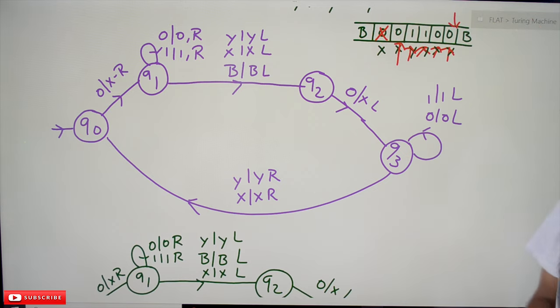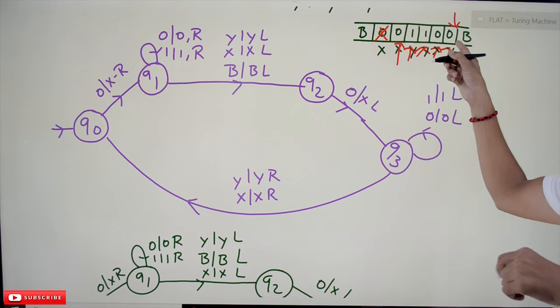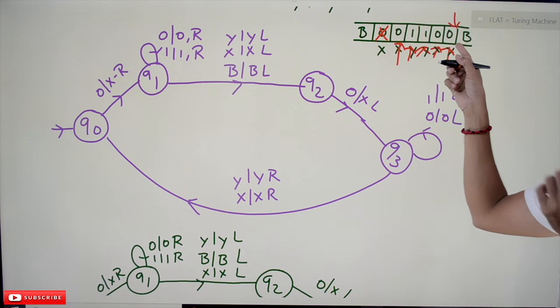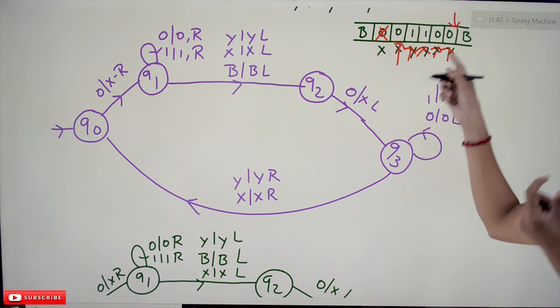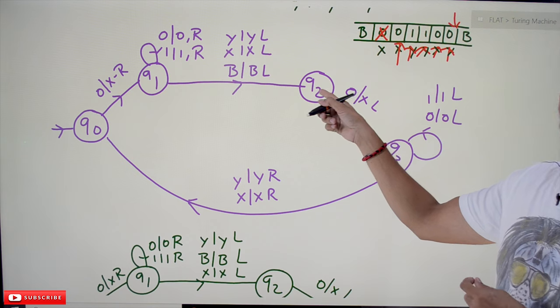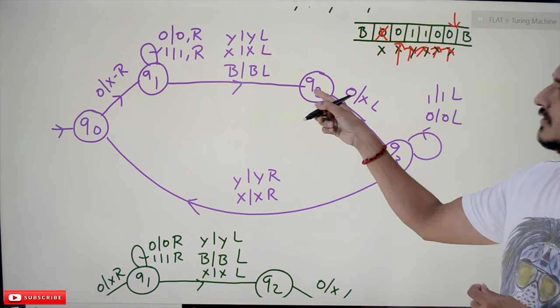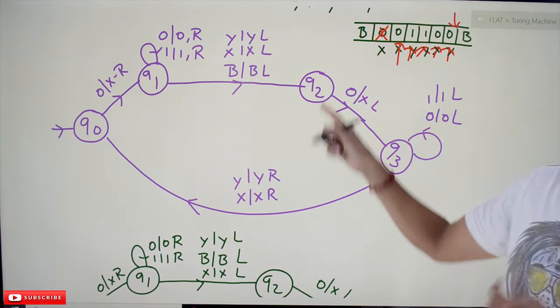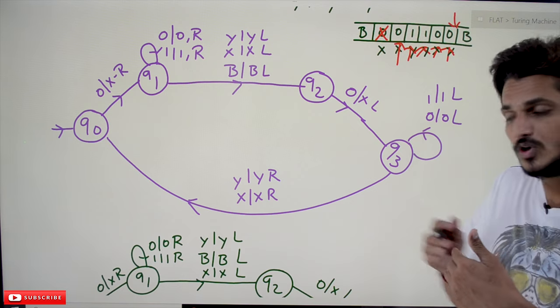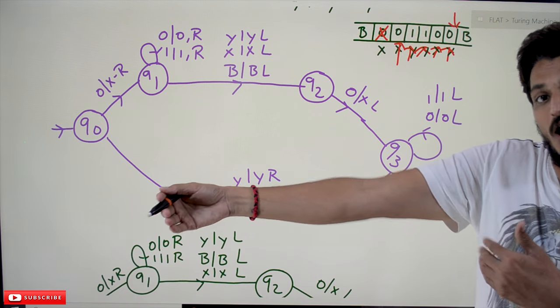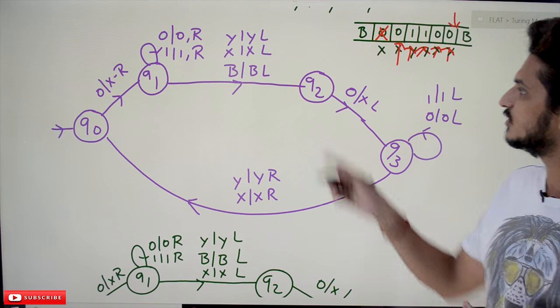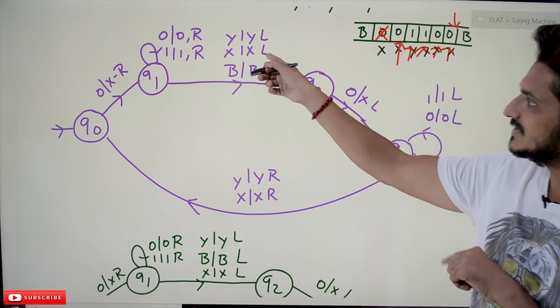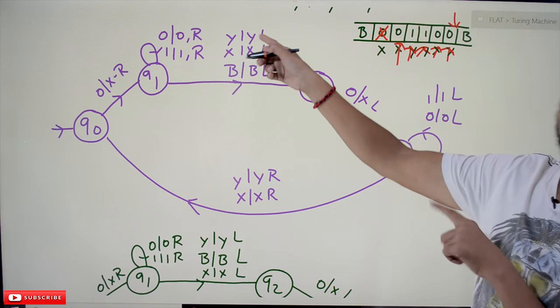Whenever you are at this position, we are moving left. So where are you now? We are at 0, on the last input symbol position. So we are moving to Q2 state. From Q1 state to Q2, when are we going to move? Whenever we move till the end. How do we know that it is the end? Either you can see a blank symbol, or you can see an X symbol, or you can see a Y symbol.